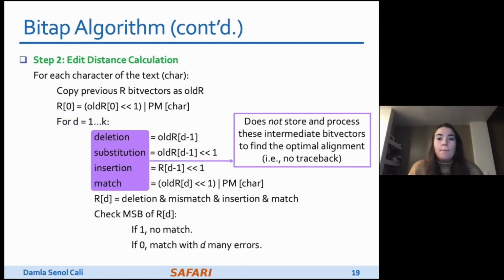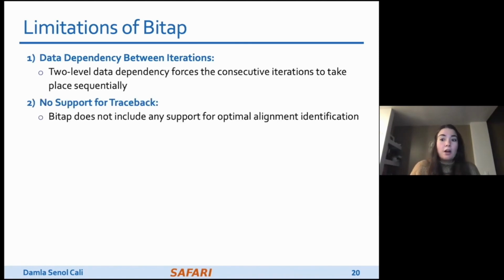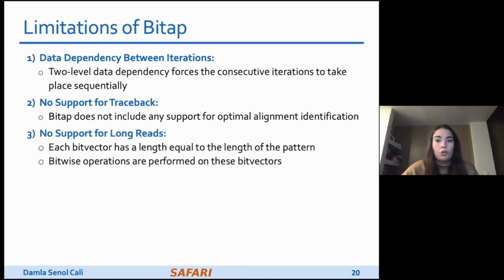And third, Bitap generates these 4 intermediate bit vectors, but they are not stored and processed with a traceback step to find the optimal alignment. So there is no traceback support in the baseline Bitap algorithm. So we find that Bitap has 5 limitations that hinder its applicability and efficient hardware acceleration for genome sequence analysis. And we have already covered the first 2 algorithmic limitations. And we have one more algorithmic limitation, which is no support for long reads.